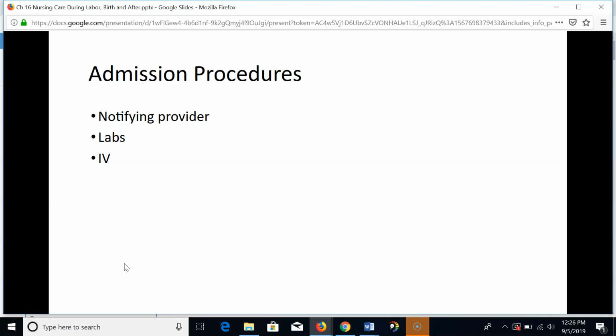They will usually do a type and screen, so if she needs blood, that would be done. They will do a CBC and sometimes a UA. If any of her prenatal labs were not obtained, they may need to draw further labs.